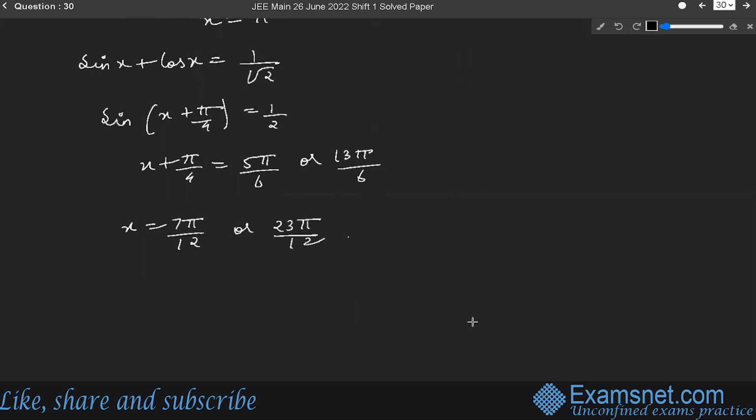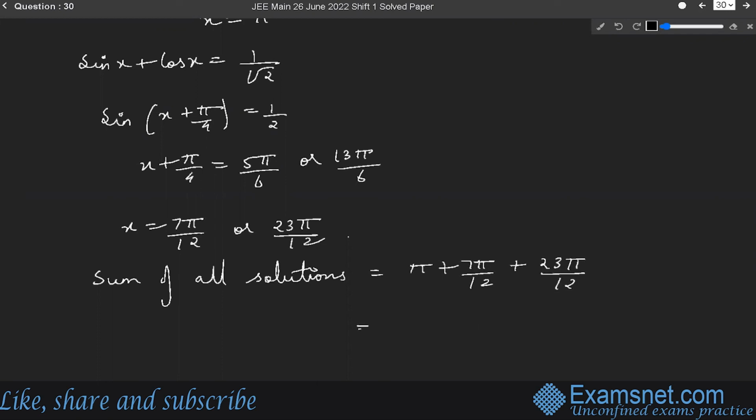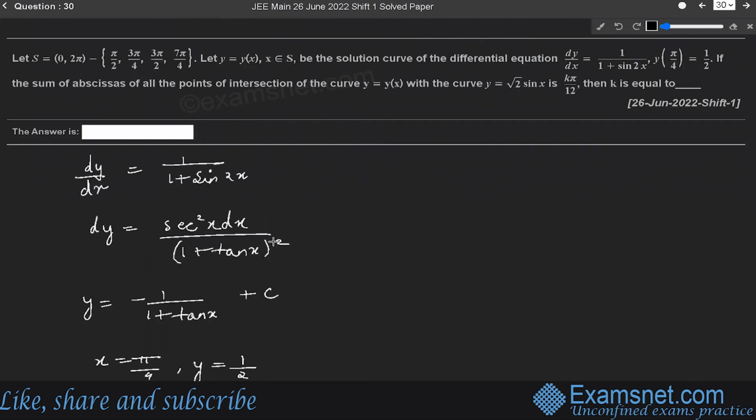Therefore, the sum of all the solutions will be equal to pi plus 7 pi by 12 plus 23 pi by 12. So this will be equal to 42 pi by 12. It is clear that here k is equal to 42. Therefore, we can say that the correct answer for this question is 42, because we have to find the value of k and k is equal to 42.